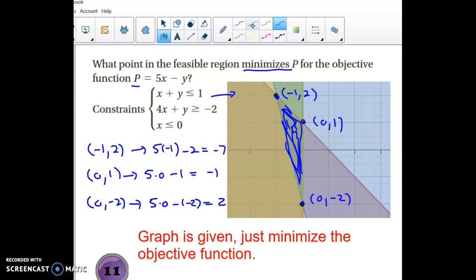And so our answer, our solution to this is that point. So we say the p is minimized. P is -7 when x is -1 and y is 2. That's the min value.